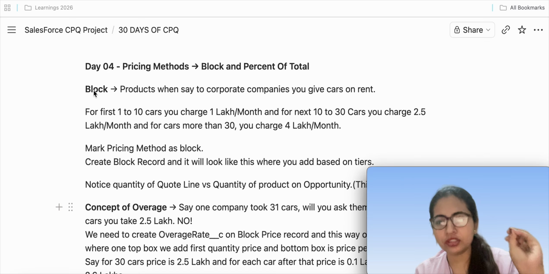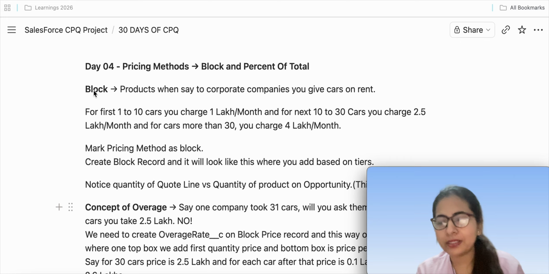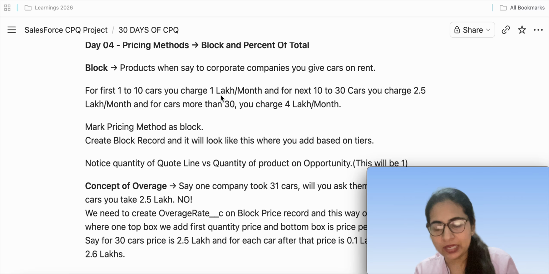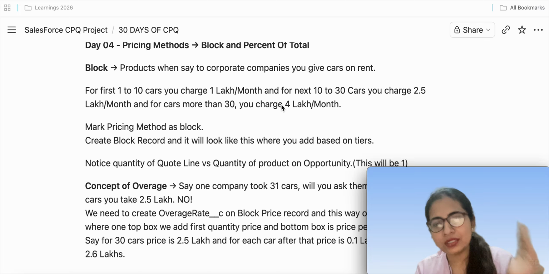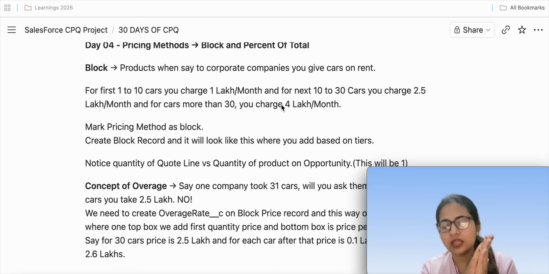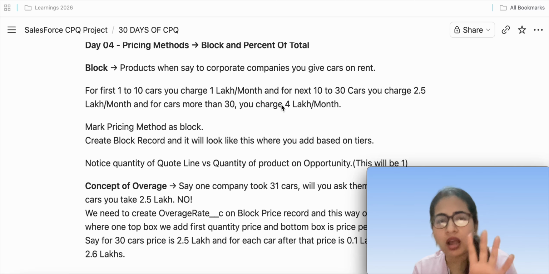Consider a situation where your company gives cars on rent to corporate companies. For example, for the first car to the 10th car, you are charging 1 lakh per month as a lump sum, to take people to and from the office. For the 11th car to the 30th car, you are charging some 2.5 lakhs per month. And if the number of cars is more than 30, then you are charging, say, 4 lakhs per month. So accordingly this works.